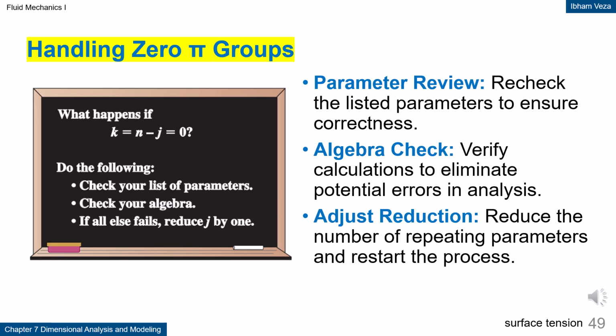Handling zero pi groups. If a pi group turns out to be zero or meaningless, the list of parameters must be checked again. The error may come from the choice of parameters or from algebraic mistakes. In such cases, the number or selection of repeating variables needs to be changed and the process repeated from the beginning. This approach ensures that the final results remain consistent and meaningful. This correction step is a normal part of the dimensional analysis process.